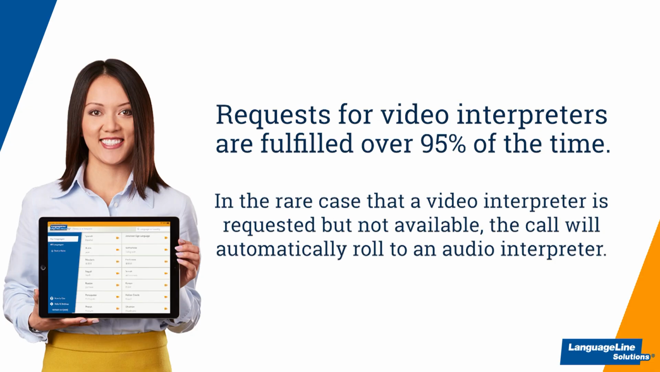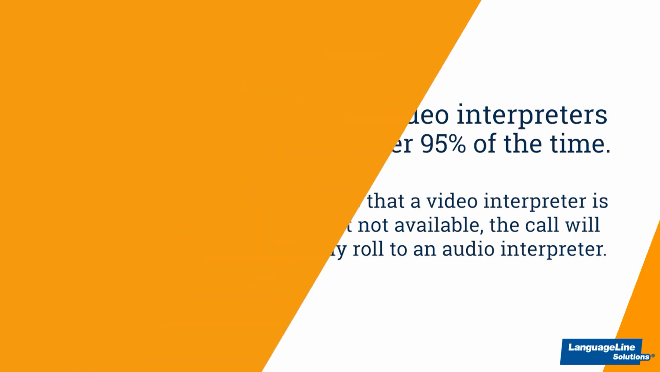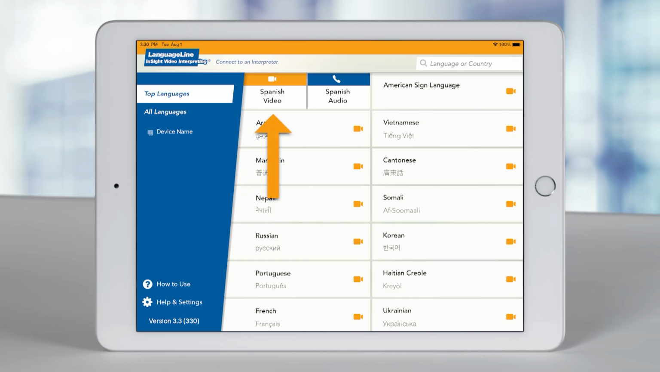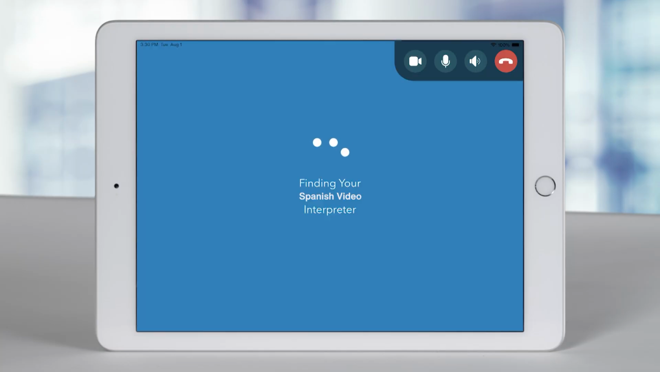In the rare case that a video interpreter is requested but not available, the call will automatically roll to an audio interpreter. Connect to a video interpreter. Tap Video to connect to a video interpreter. The app will dial out to the next available interpreter.